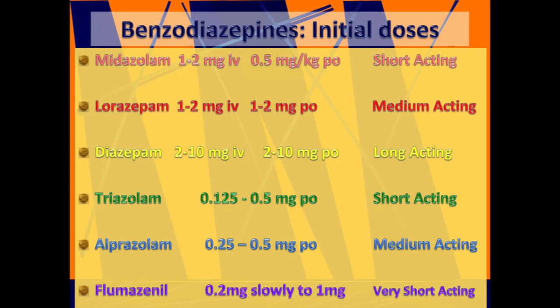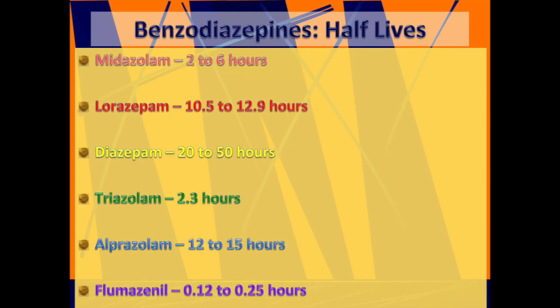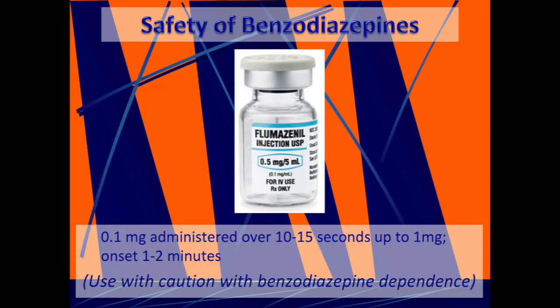This is a table showing you the doses and the type class that the benzodiazepines are in: short-acting, medium, and long-acting, and what their half-lives are. And here is the dose for flumazenil.